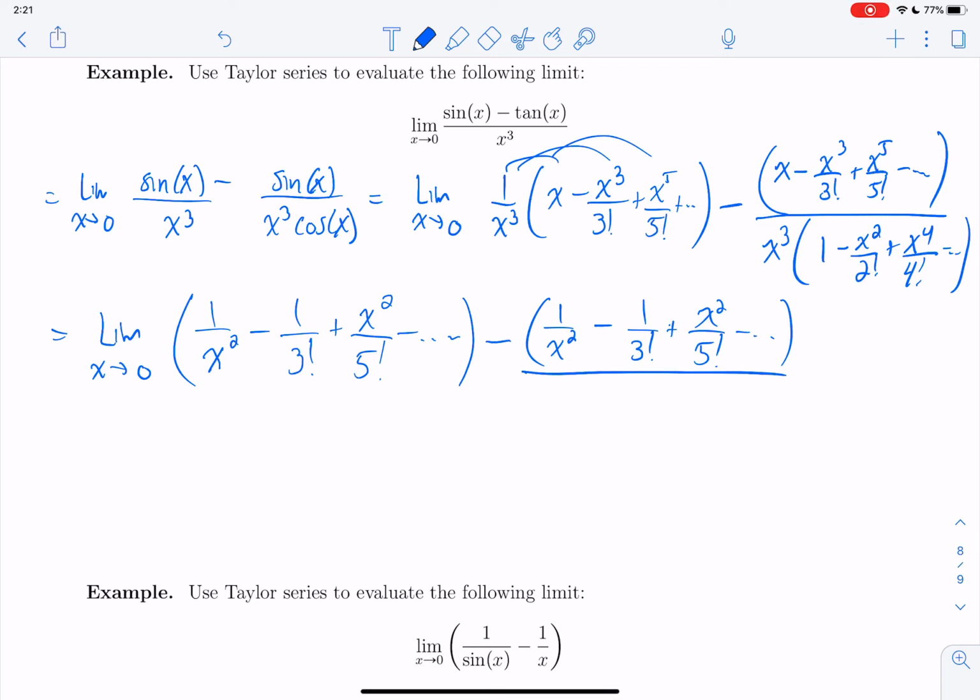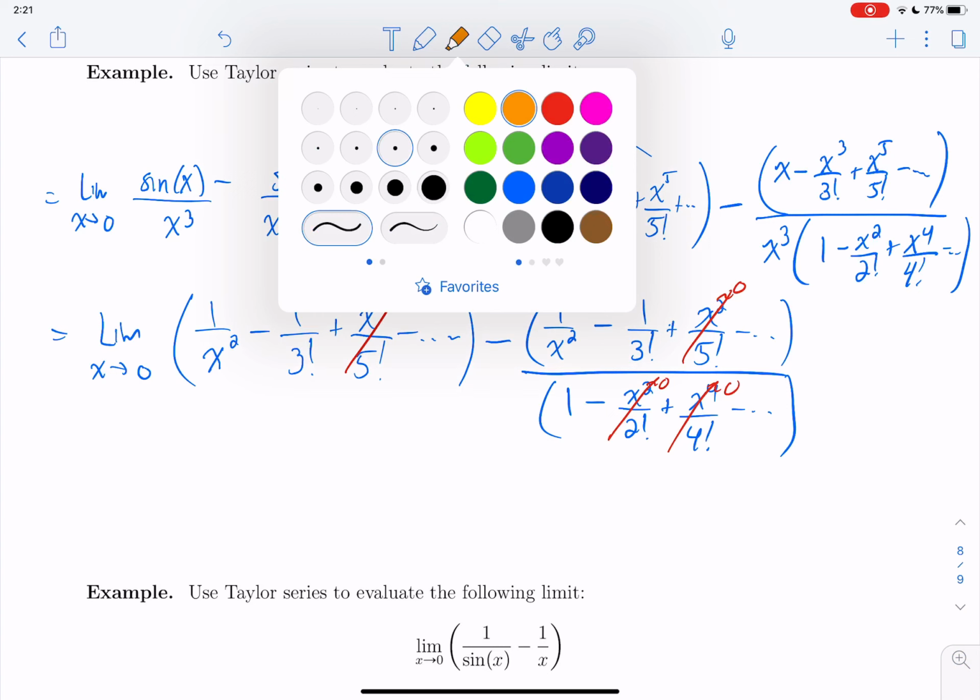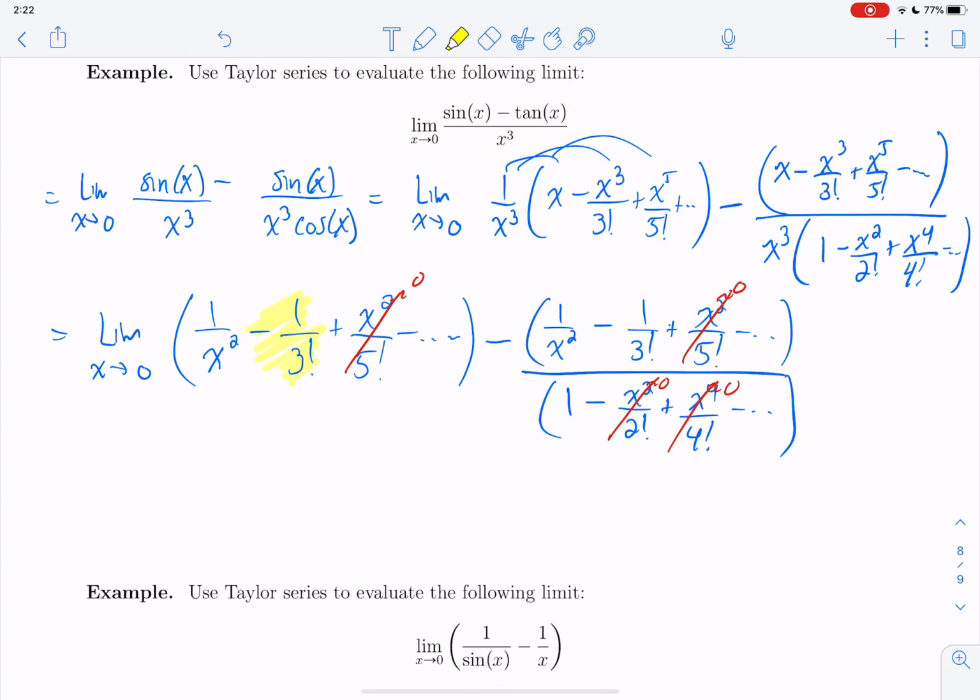Divided by, then we just get that cosine, which is 1 minus x squared over 2 factorial plus x to the 4th over 4 factorial, etc. And so what we see here is we have the following. We have a bunch of terms that are going to go to 0 in the limit. All of these are going to go to 0. We have two survivors, which is this number and this number.